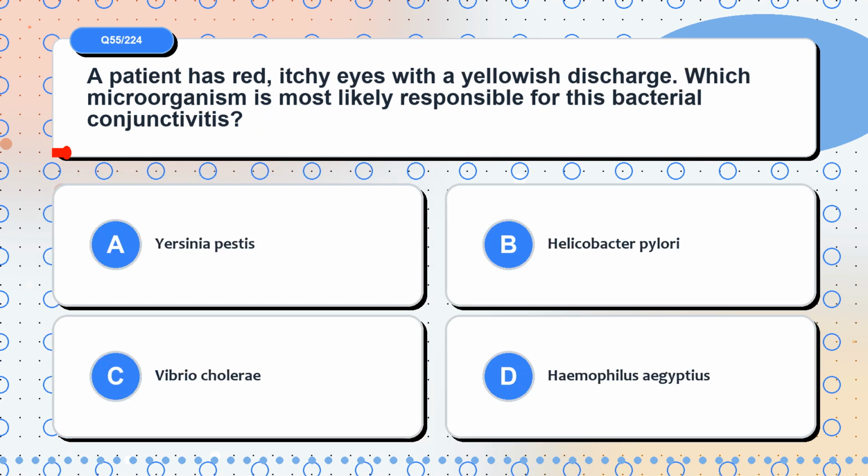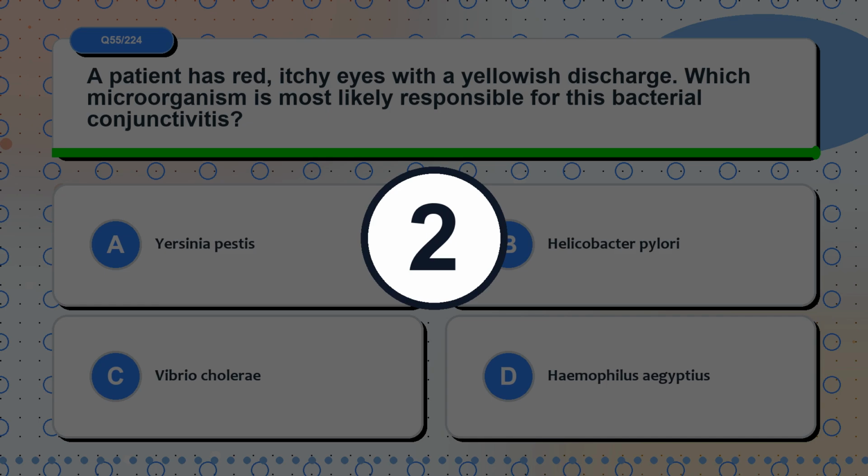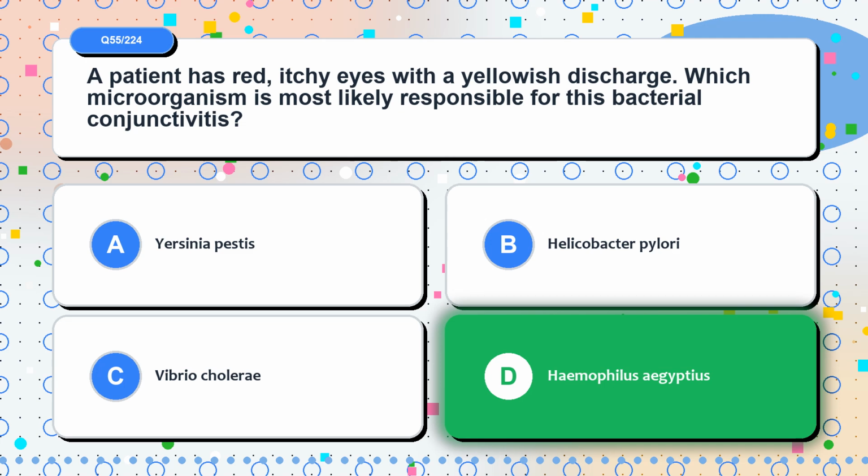Question 55. A patient has red, itchy eyes with a yellowish discharge. Which microorganism is most likely responsible for this bacterial conjunctivitis? Here are the options. Option A, Yersinia pestis. Option B, Helicobacter pylori. Option C, Vibrio cholerae. Option D, Haemophilus aegyptius. The correct answer is option D.